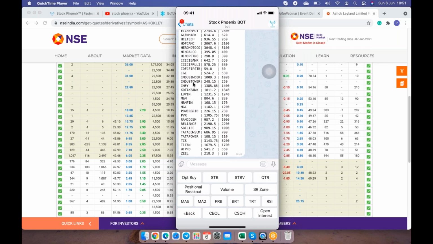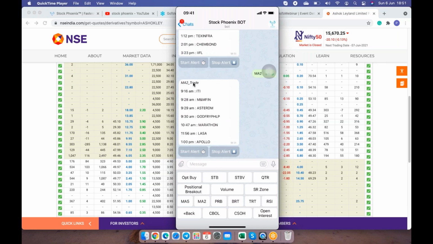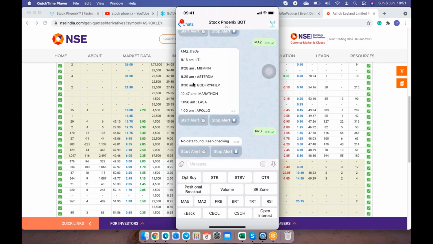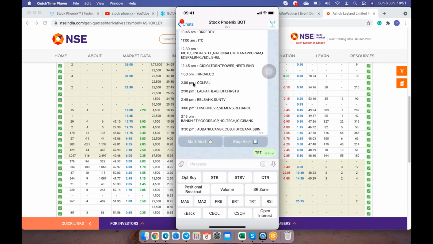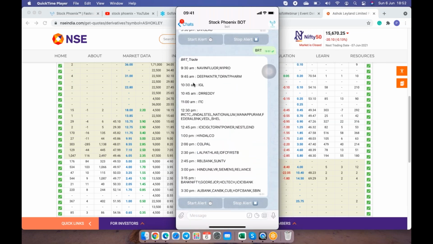Next we have something called MA5, MA2. It's a moving average scan, which will help you shortlist the stocks. You can again start and stop alerts for these stocks also. PRB is an intraday technique, a modified version of intraday techniques, where you can take positions coming out of this alert. Next is BRT and TRT. This is basically a bottom out reversal trade.